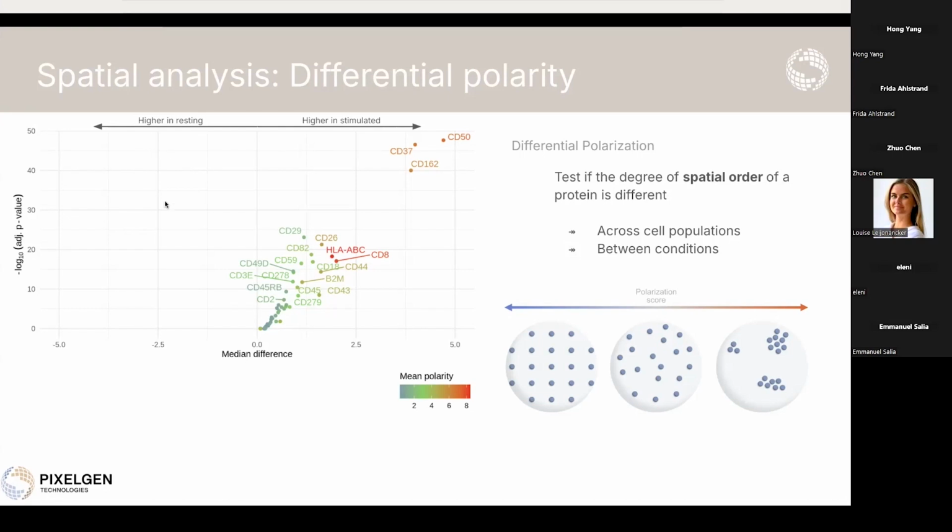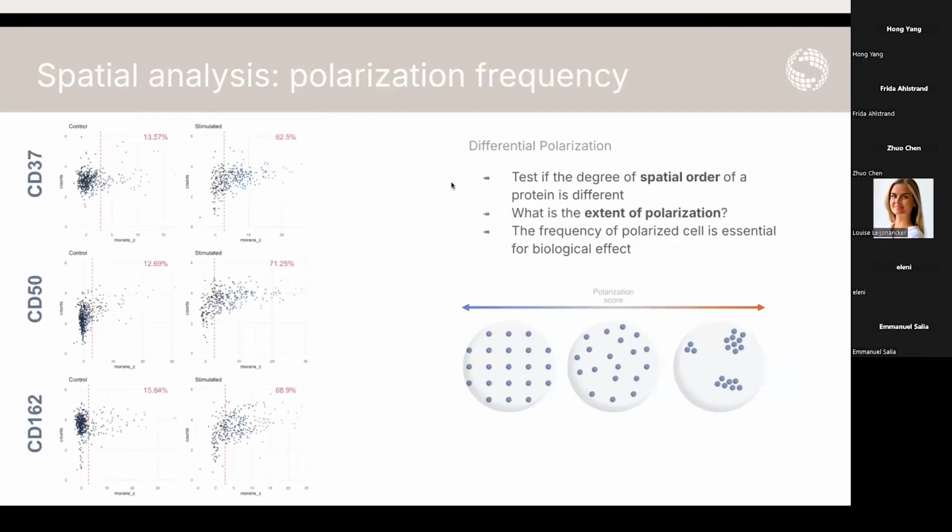Once we do that, we readily see that there are some proteins that are very polarized after stimulation, and those include CD37, CD162, CD50. If you recall from a few slides back, all of these are proteins that we see in the uropod. So now at this point, we know that these are polarized.